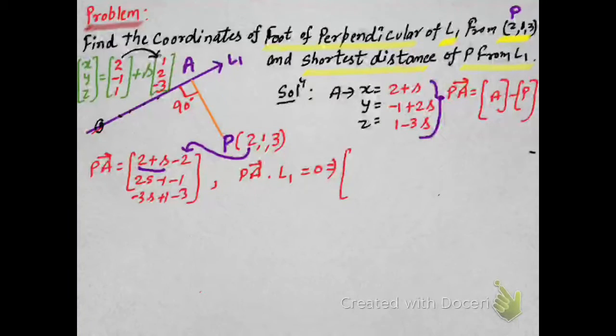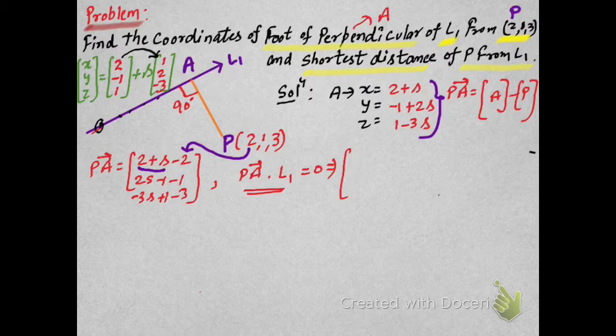Once you get S, you can find the foot of perpendicular, the coordinates of A, because you need to plug the S value here to find A. And if this is the shortest distance, then we will find the distance between A and P. So the key point is to find S first. To find S, we will use the relationship PA dot L1 equals 0. L1 means the parallel vector to the line, which is 1, 2 and minus 3. You can see here I'm highlighting it with yellow. That would be used as the parallel vector to L1.